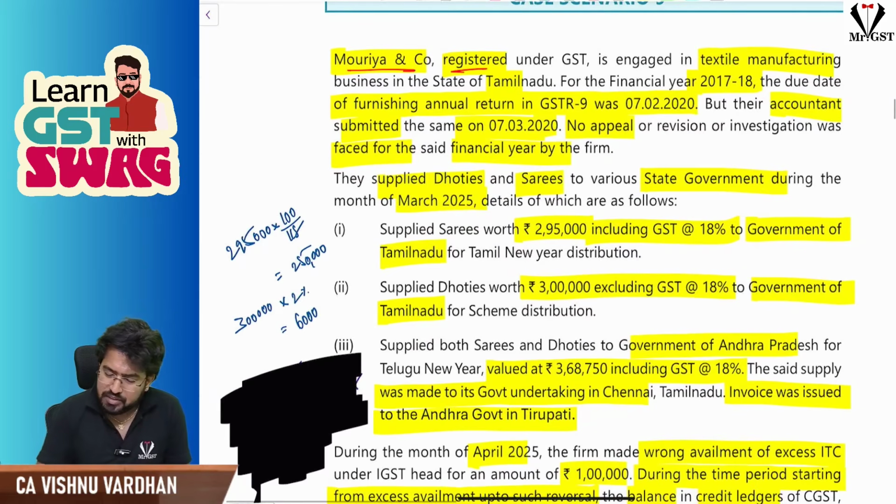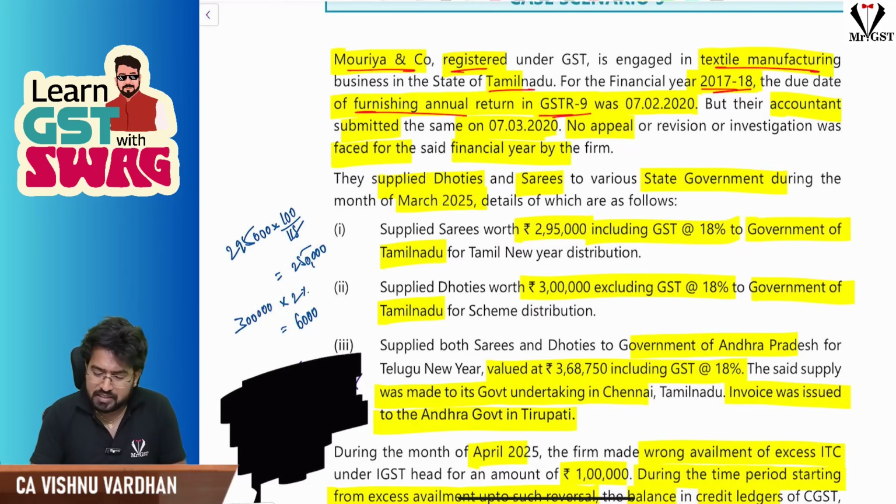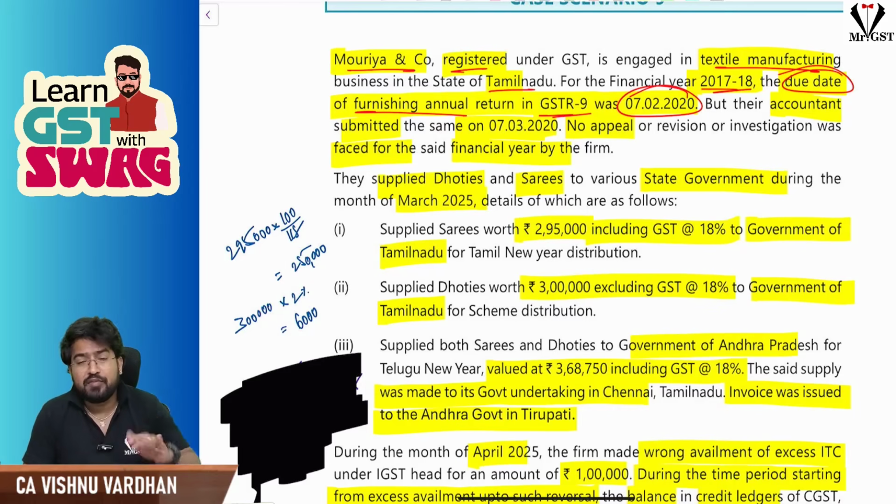Maurya and Co., registered textile manufacturing in the state of Tamil Nadu, 17-18 financial year. For that, furnishing annual return GSTR 9, the due date was 7th Feb 2020. This is the interesting point here. We always remember the time limit to maintain the books of accounts now? 72 months from 31st December. 31st December is not the provision. 31st December is the due date for filing annual return. So 72 months from the due date of filing annual return.